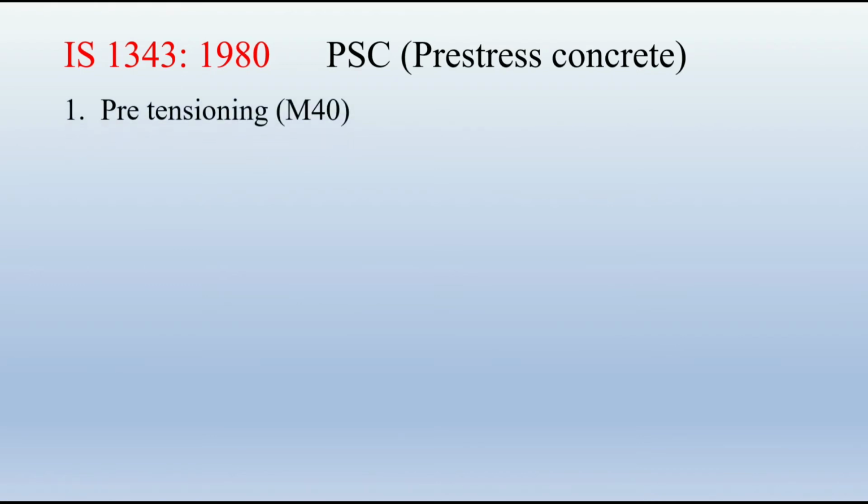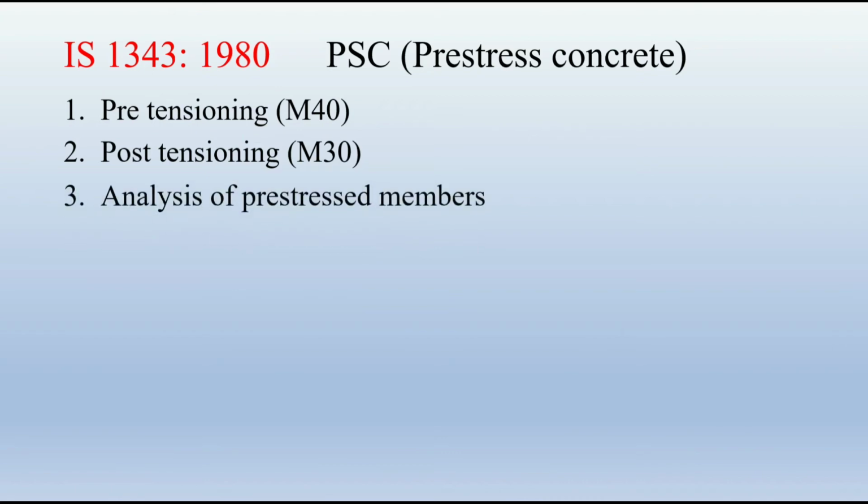Here in pre-stress we have pre-tensioning and post-tensioning. Pre-tensioning is nothing but before construction of the member, tension stresses are induced in the tendon cables. This type of construction is known as pre-tensioning, and if the stresses are introduced after construction of the member in the tendon cables, then it is known as post-tensioning. For pre-tensioning we use M40 grade concrete. For post-tensioning we use M30 grade concrete.